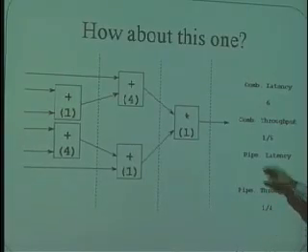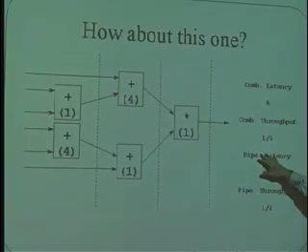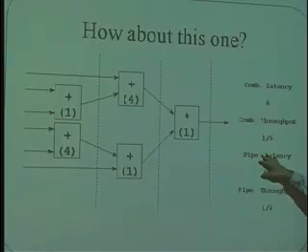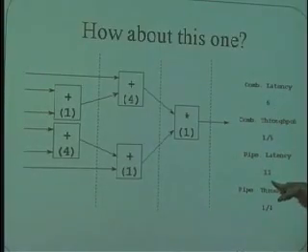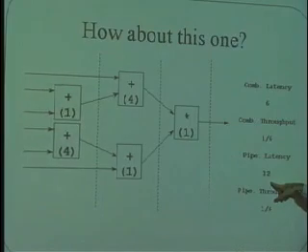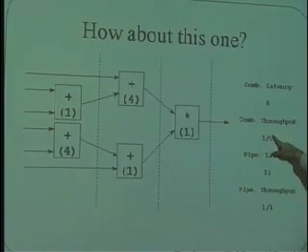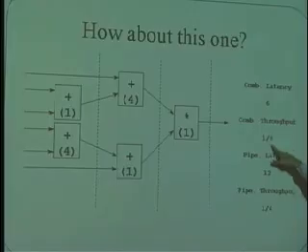Unpipelined, the circuit is a lot better in terms of latency, because the longest path through it is 4 plus 1 plus 1, which is 6. Notice that's half the latency we had here. But the throughput is worse. It's 1 every 6 time clicks as opposed to 1 every 4.